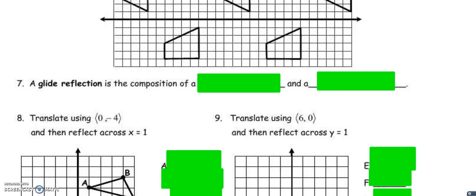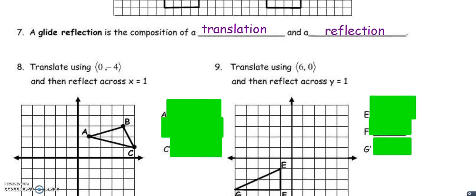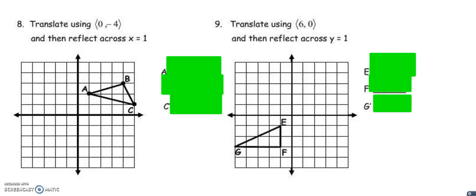A glide reflection is the composition of a translation and a reflection. We were sliding and flipping. That's going to be a translation and a reflection. Number 8 wants you to translate using 0, -4, and then reflect across x equal 1. So x equal 1 is going to be this line right here. So I'm going to start by going 0, -4. 0, -4 simply means this would be your left-right move, which is nothing. And this would be your up or down move, which is actually going to be down 4.